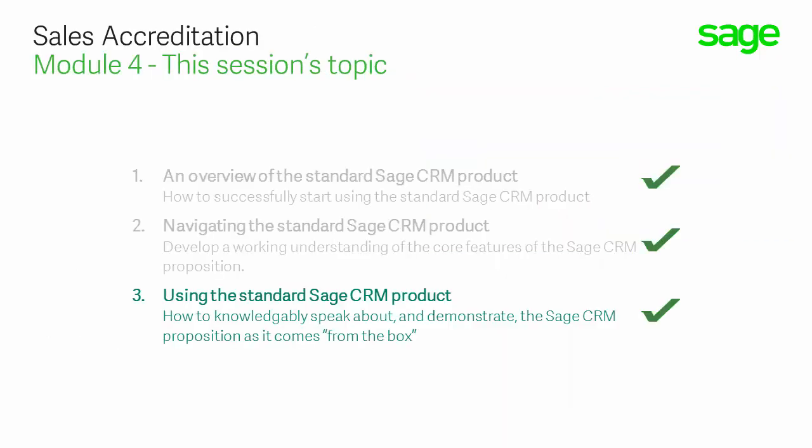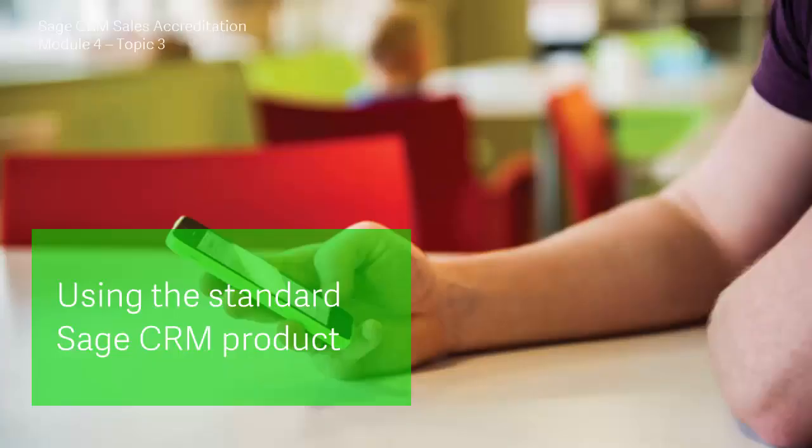You've now reached the end of this topic of Module 4 of the Sales Accreditation at Level 1. This topic was all about how to speak knowledgeably and show the standard Sage CRM product. There'll be questions about this topic in the exam for the module. When you've completed all of the topics in this module, you can sit the exam, that's if you want to gain the certification, and gain credits for this module.